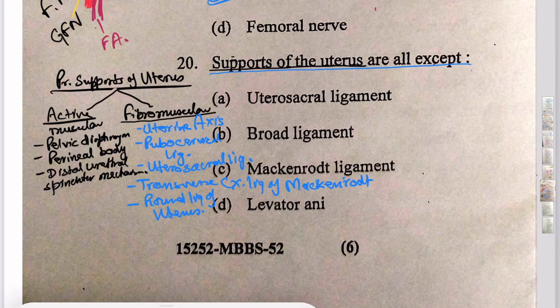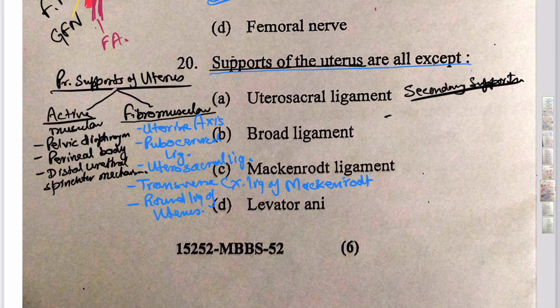Now let's talk about the secondary supports of the uterus. It's the fascial fold, the peritoneal fold. This uterus is sandwiched between the peritoneal folds from above and below, or you can say from front and behind. And those folds, when stretched laterally, are called broad ligament. This broad ligament also provides a passage for the blood vessels and nerves to reach the uterus.